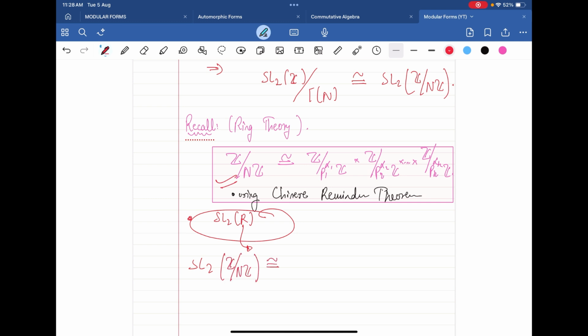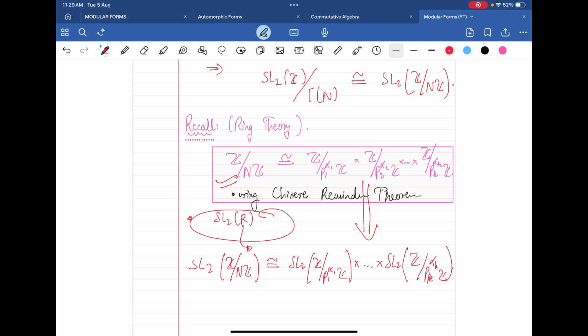SL2(Z/nZ) is isomorphic to SL2(Z/p1^alpha1 Z) times ... times SL2(Z/pk^alpha k Z). So I just separated all these parts from over here and put the SL2Z on it.